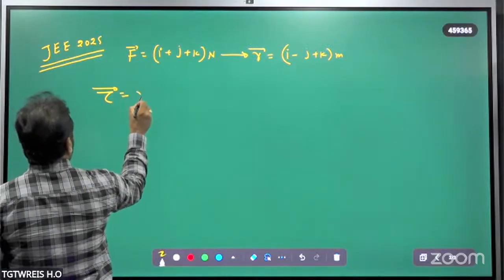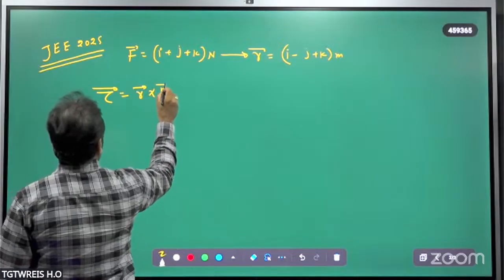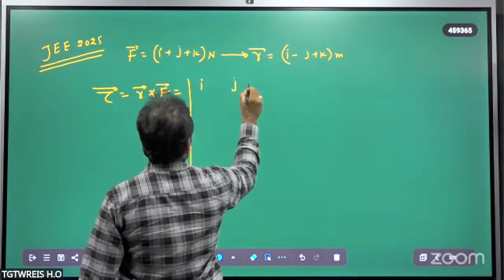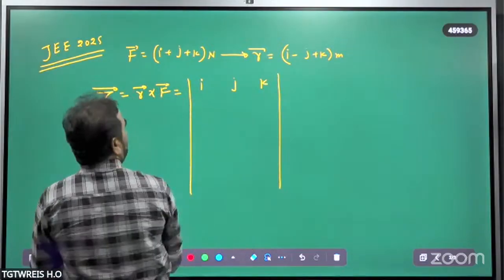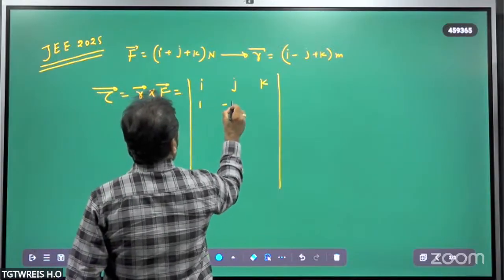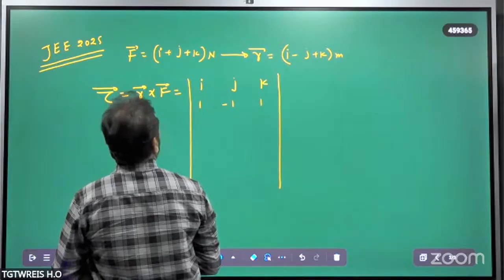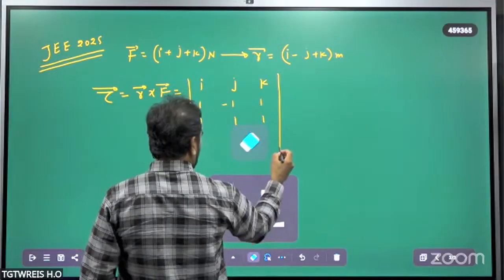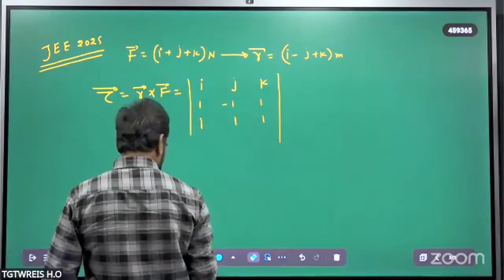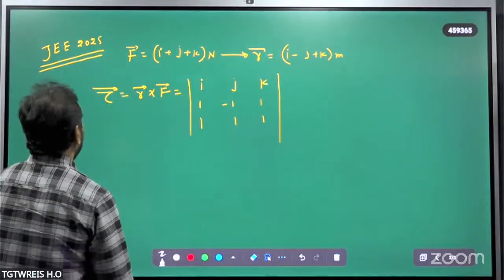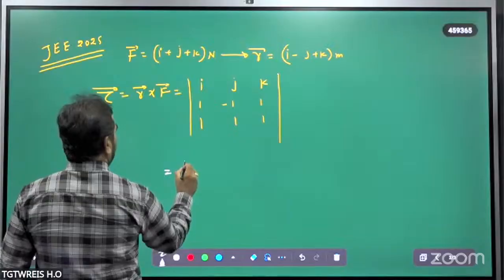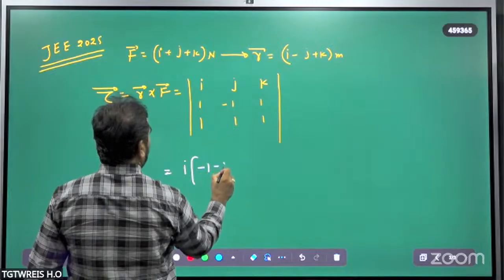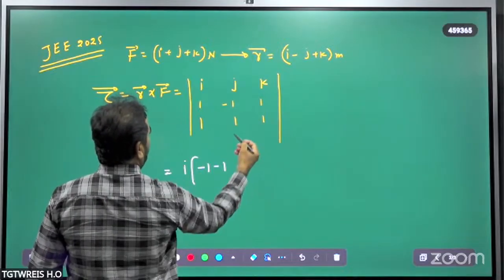Torque is equal to r cross F, that is equal to the determinant of I, J, K. So the r value was given as 1, minus 1, 1, and the F value was given as 1, 1, 1. Now we have to calculate the determinant. For I, those two get cancelled out. It is minus 1 of minus 1.